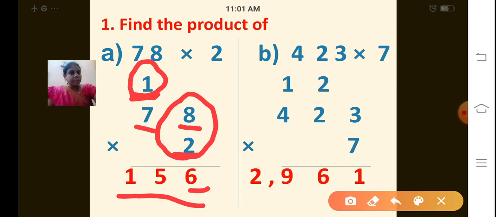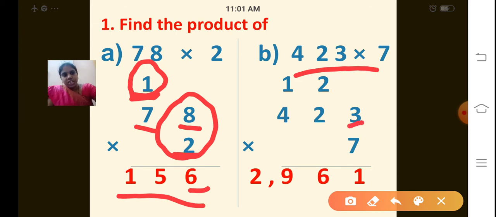B sum. We'll move on to the B sum. We are going to multiply 423 into 7. Here 423 is the multiplicand and 7 is the multiplier. Shall we find out the product now? Yes. Now write the number 423 into 7. Now take the first one.